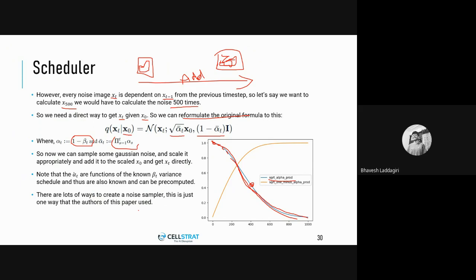A scheduler is basically an algorithm which allows us to remove or add noise. The difference between schedulers is that some do it in a much faster way, and some do it in a much slower way. So sometimes we can get the best image in just 50 steps, and sometimes in just 20 steps, depending on the scheduler.